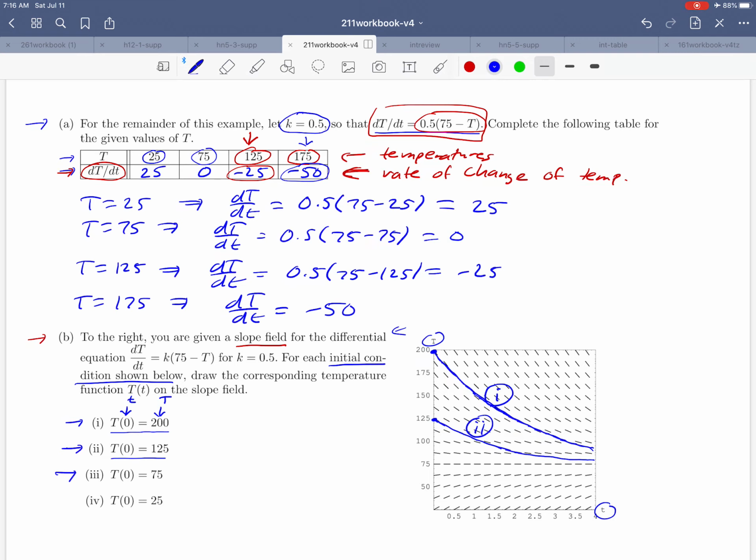Okay, T of 0 equals 75. This time we're starting from here. And here's something kind of interesting that happens. Notice that the slopes are all 0 along this line, so we get a temperature curve that's constant. Okay, and then finally T of 0 equals 25. We're sitting down here. The slopes are now positive, so our temperature actually increases.